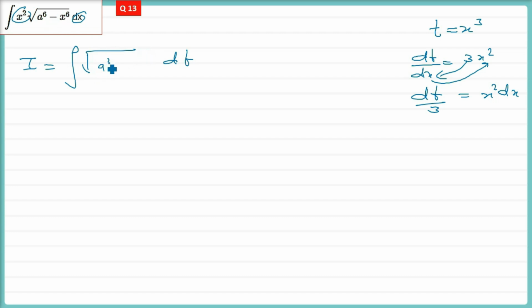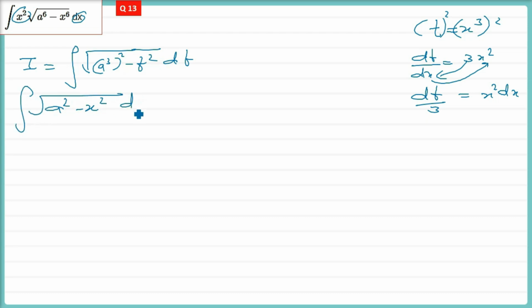I'll just write it. Inside will be a cube whole square minus x cube. We have already taken t, so it will be t square. x to the power 3 to the power 2 is x raised 6 only. So it will be t square. Now the under root a square minus x square formula we are going to apply. And you are aware of the formula. We have already learned it. So this is 1 by 3 also. Let me add it.